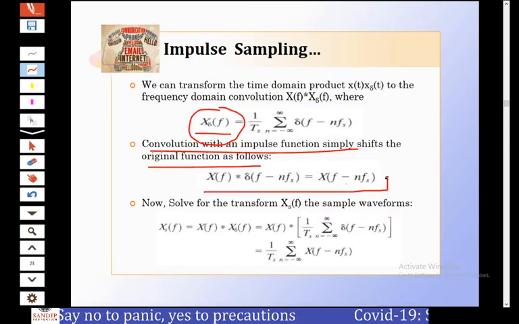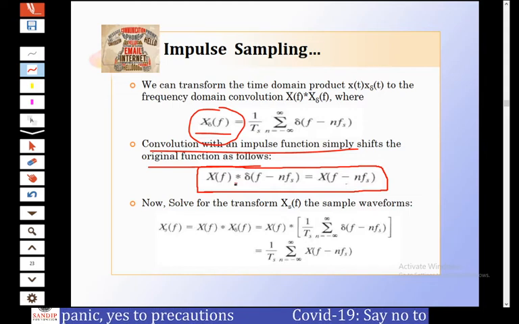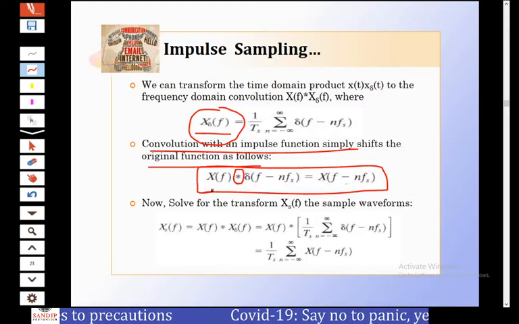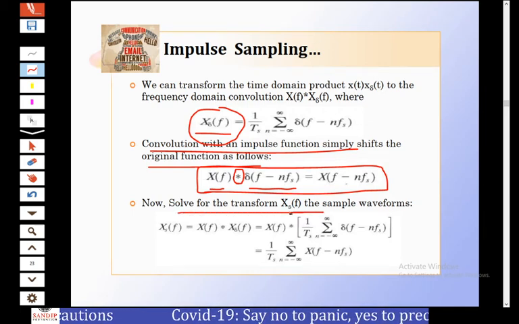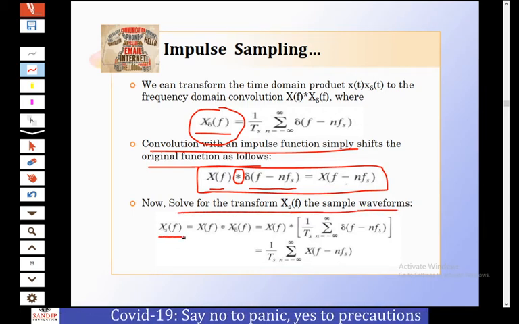This is another property of the impulse function: instead of multiplication there will be a convolution. X(f) is convolved with the shifted version of the delta function δ(f - nfs). In that case the whole signal X(f) is shifted by nfs, which is nothing but X(f - nfs). By using this property we can solve the sampled signal Xs(f) as follows: Xs(f) = X(f) * Xδ(f), which equals X(f) convolved with 1/Ts times the summation from n = -∞ to +∞ of δ(f - nfs).